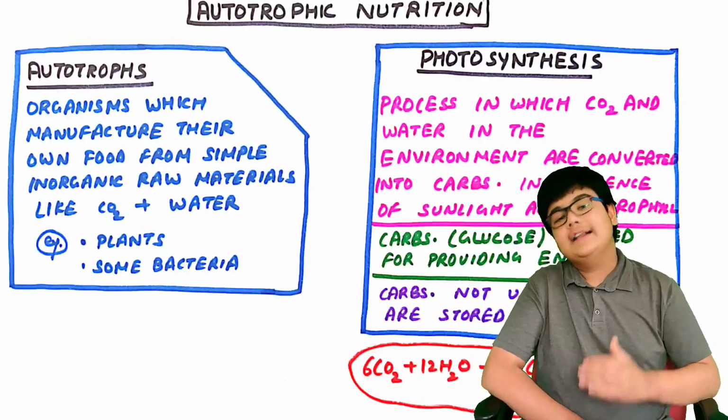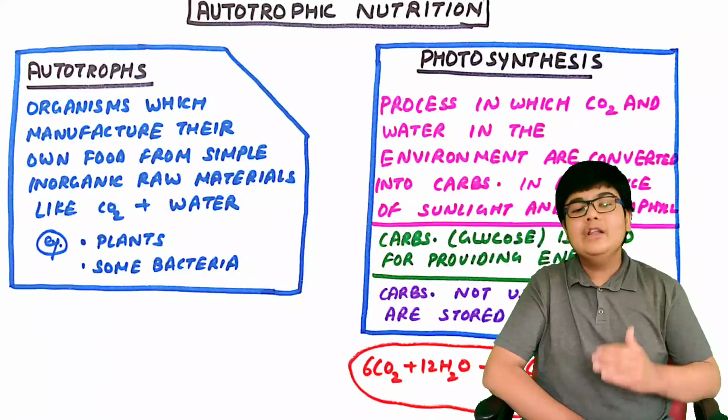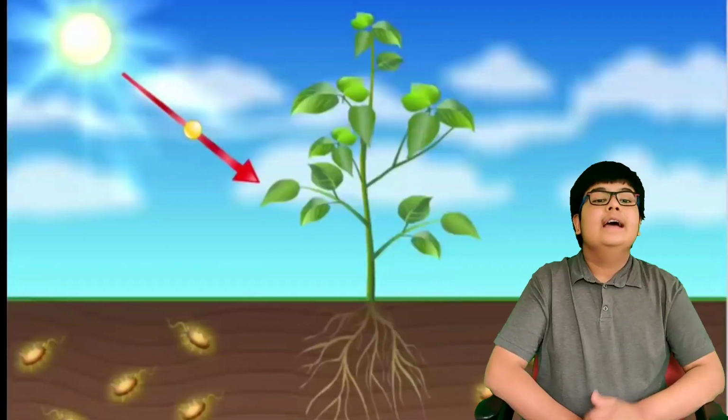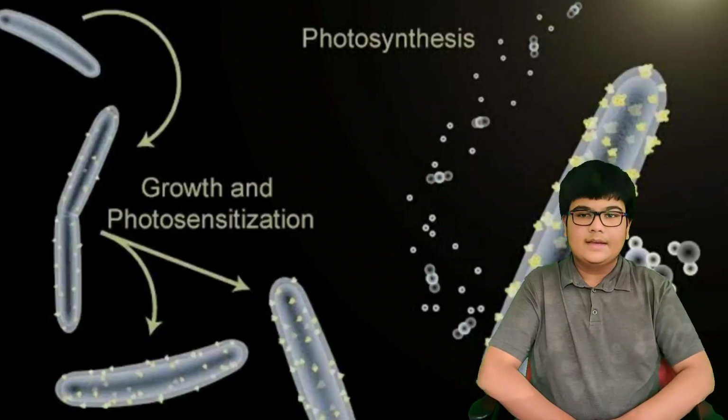So autotrophs are the organisms which manufacture their own food from simple inorganic raw materials like carbon dioxide and water. Examples of autotrophs are plants and some bacteria.